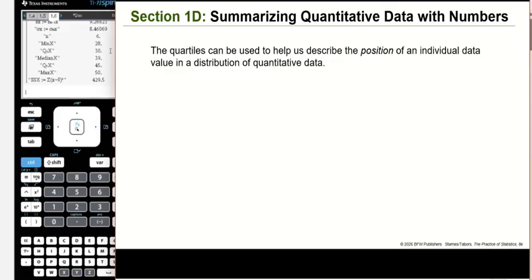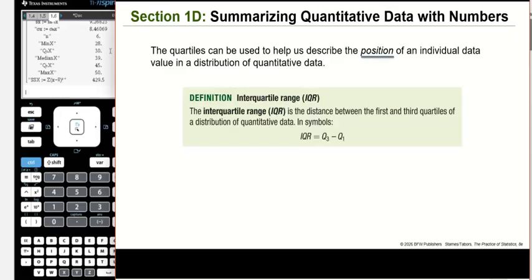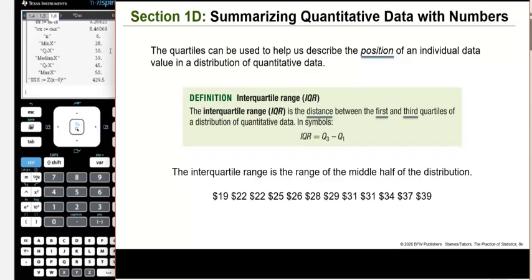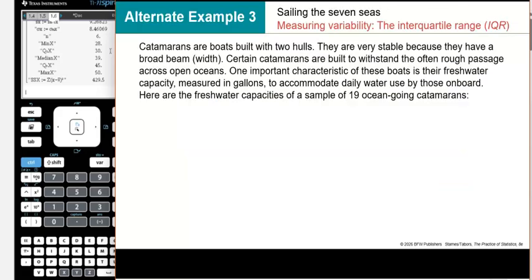Quartiles can be used to describe the position. The formula for IQR is Q3 minus Q1. It's what we call the middle 50% of the data, where the typical data value would fall. It's the range of the middle half of the data. In this case, it'd be 31 minus 25, which is 6. That's how long the box is when we do a box plot.